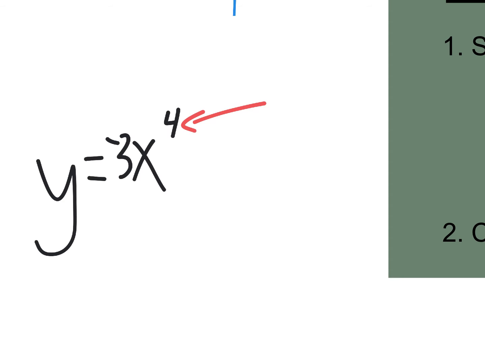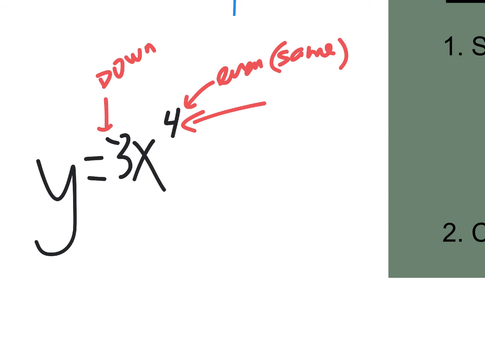Will it be the same on both ends? Yes, because this is even, means same. Same on both ends. Will the right side be going up or down? Down. So that one's going down on the right. The other end is going the same way, because that's even, and it's going to have 3 turns.